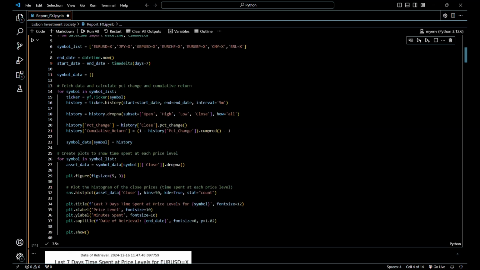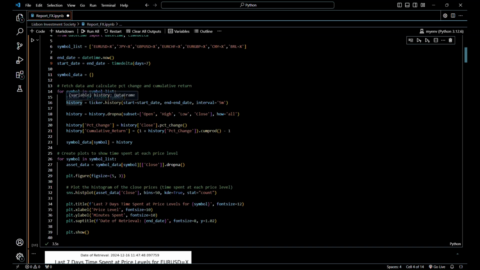But then I'm going to create a symbol data dictionary where I'm going to store the symbol data. And then I'm going to do a for loop for the symbol in symbol list. So for each symbol in the symbol list, I'm creating a variable, ticker, which is equal to yf.Ticker, the function that we're going to call from the library yf. And the symbol, which is each of these symbols because we're doing a for loop, is going to be stored in this variable.